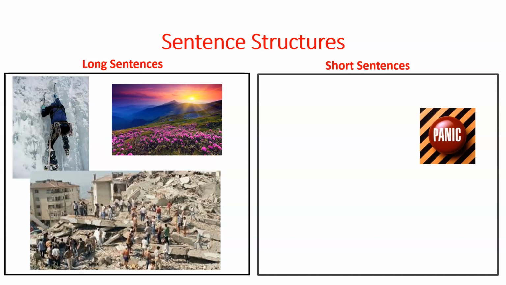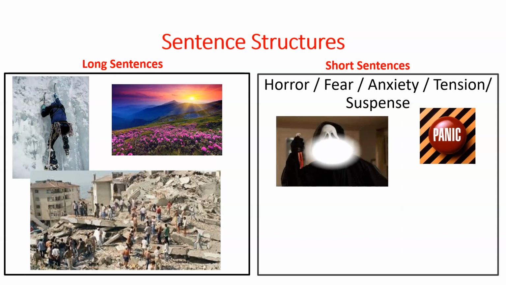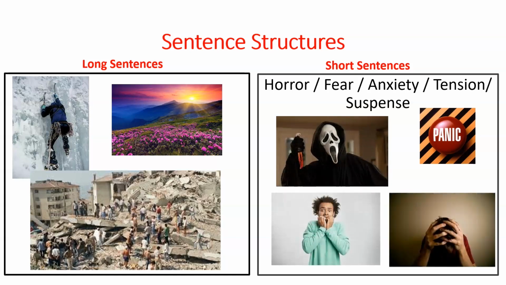Right, then we have short sentences. The short sentences tend to quicken the pace of the text because normally they are used in text to show horror, fear, anxiety, tension, building up the suspense, quickening the pace of the text, right? So have a look. If there's horror, you will find short sentences. If there's panic, you will find short sentences. If there's a sense of anxiety and tension and fear, you will find short sentences.